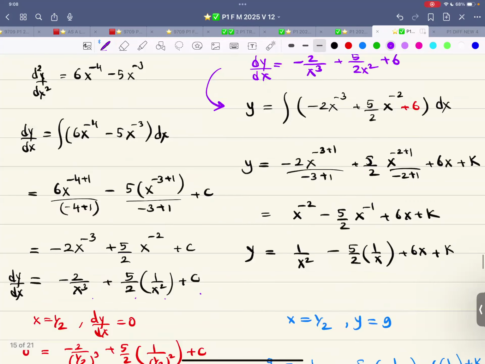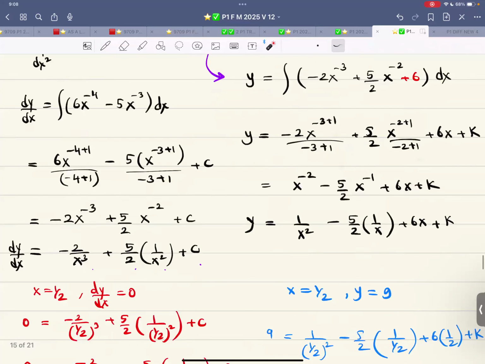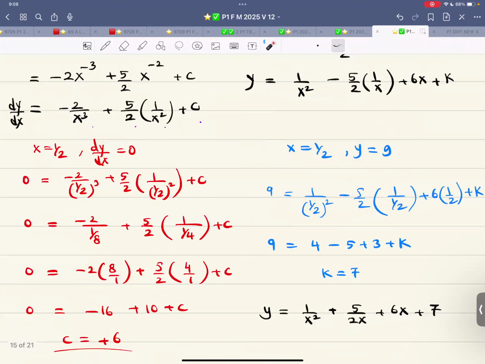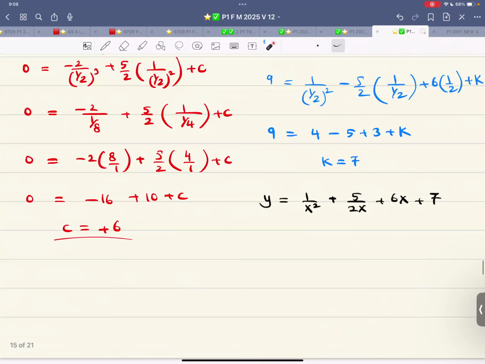I think this is all good, and then you work it out. Again, take it up. Integrate 6. Simplify, simplify, simplify. Plug in x and y. Find the value of k. And then at the end, write this thing down. What is that? That is the equation of the curve.